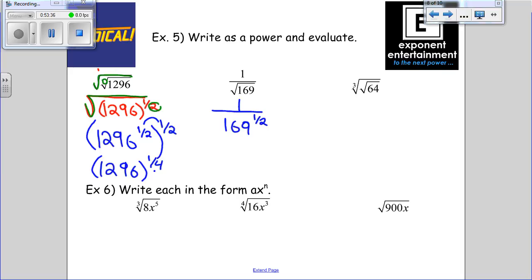This one. If we learned our trick from that last one, what can we do to the indexes? Multiply the indexes. So you'd have 3 times 2. So you have 64 to the power of 1 over 6. You multiplied the indexes, and that became the bottom. So 3 times 2. And that 6 became your bottom.